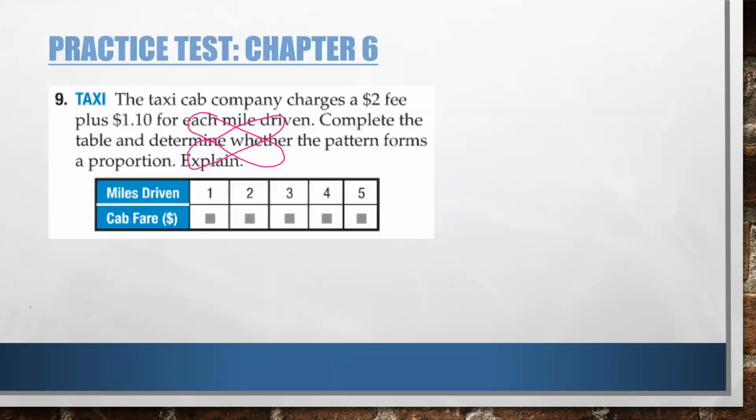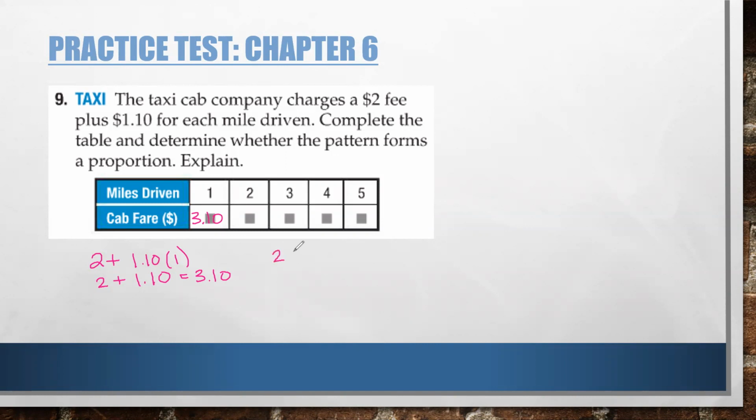All right, so let's look at a couple of these. It says the taxi cab company charges a $2 fee plus $1.10 for each mile driven. Complete the table and determine whether the patterns form a proportion. Explain. Okay, so that means for 1 mile driven, it's $2 plus $1.10 times 1 mile, right? So that's going to be 2 plus $1.10, which is $3.10. Okay, so we would put $3.10.